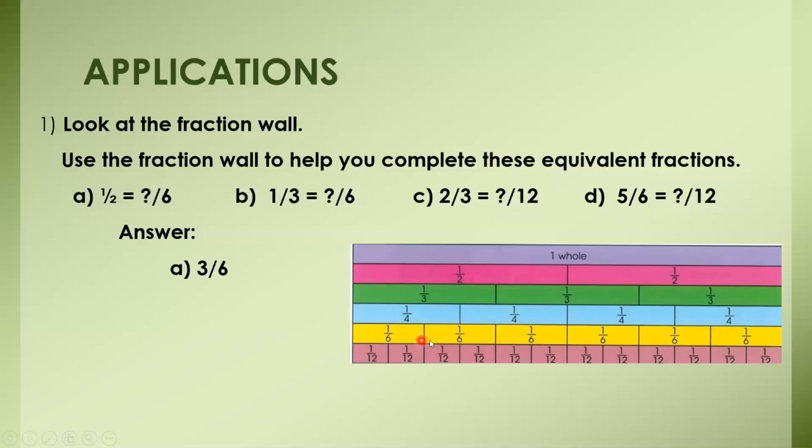So how will you sum up these two fractions? Just sum up the numerator. 1 plus 1, 2, and write the denominator as same. 2 by 6. So that is 2 by 6.